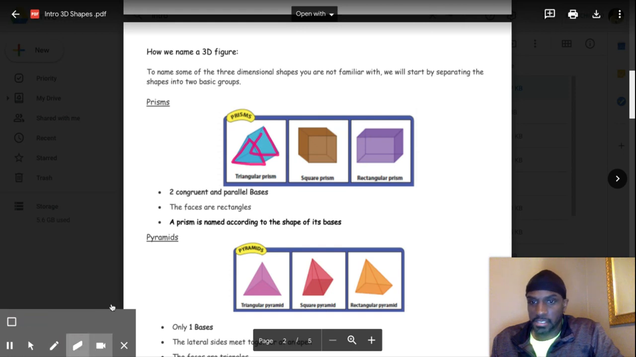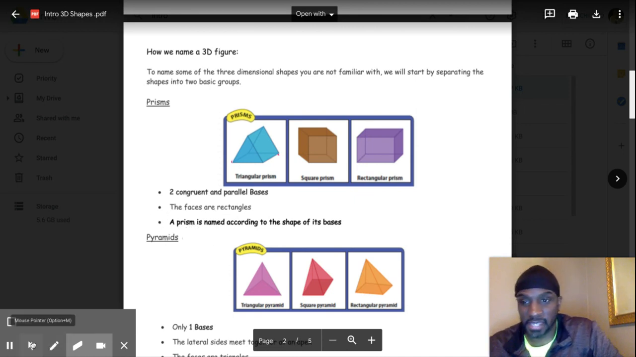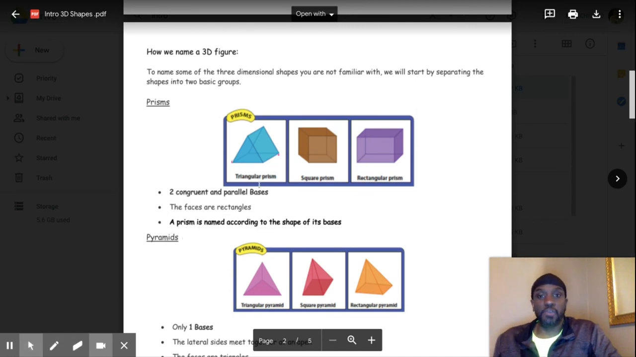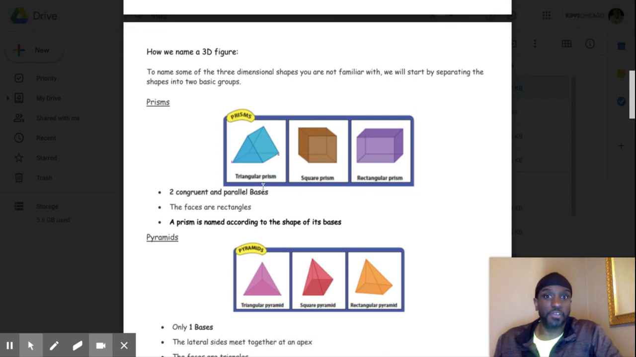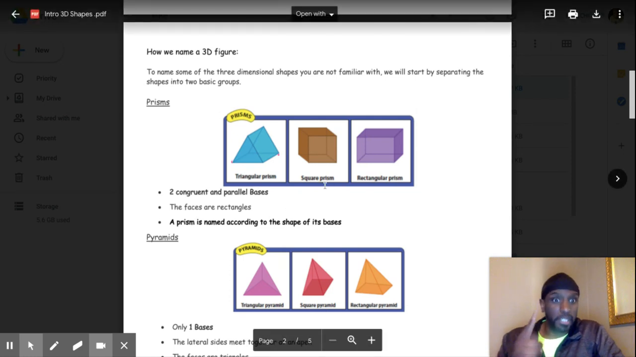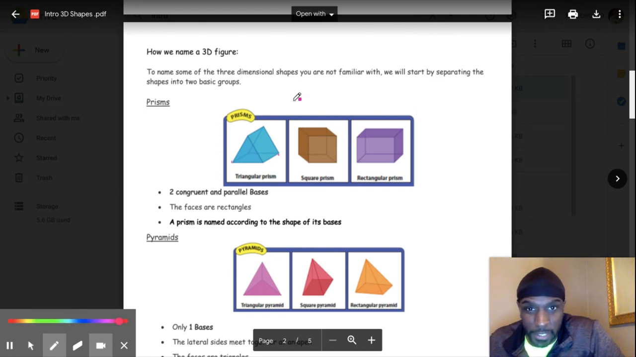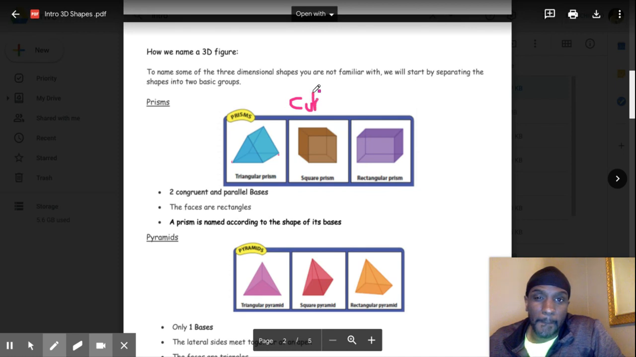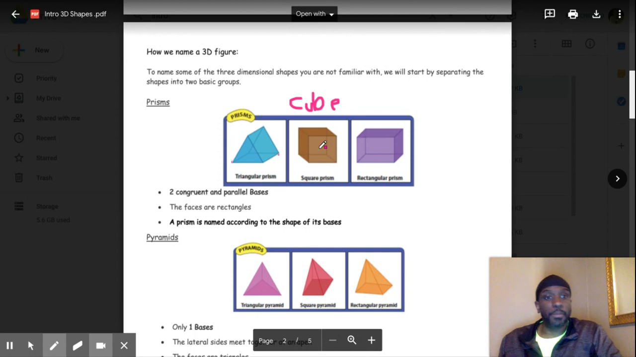Okay, let me erase this here. I don't like having those lines there. Okay. The faces are all rectangular. The prism is named according to the shape of its base. So this has the name triangular prism. Why? Because the bases are triangular. This is a square prism, or cube. Another word for this shape right here is a cube. That right here is a cube. That is a square prism, all right? And you have a rectangular prism because the base is rectangular, okay? I know it looks like a square, but the base of this is rectangular.